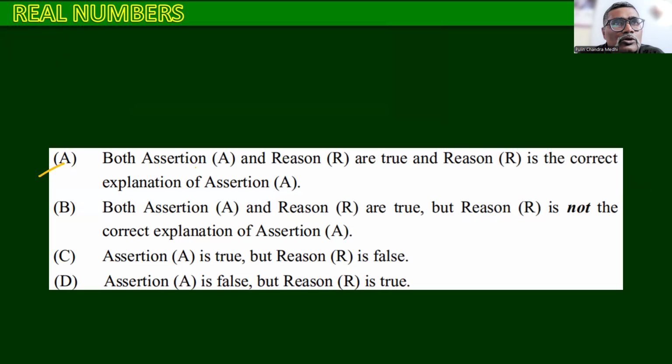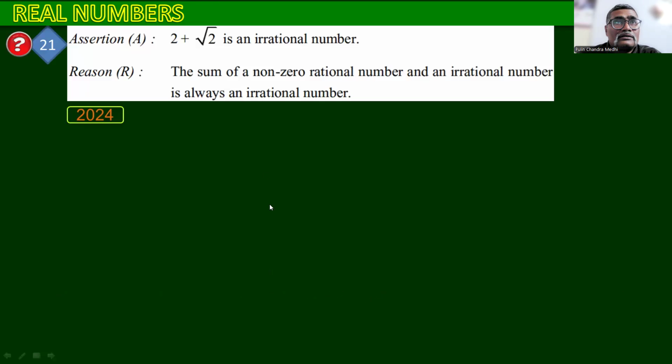A is the option where both assertion and reason are correct, and the reason is the correct explanation of the assertion. Whereas B is showing both statements correct, but R is not the correct explanation. And C is stating A is true, but the reason is false. And D is, sorry, assertion is false, but reason is true. This was set in 2024.